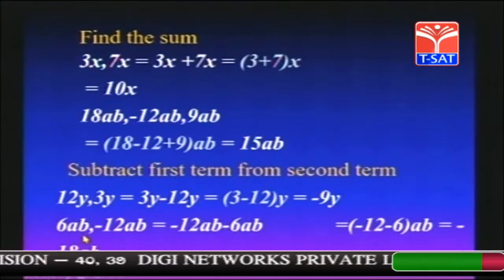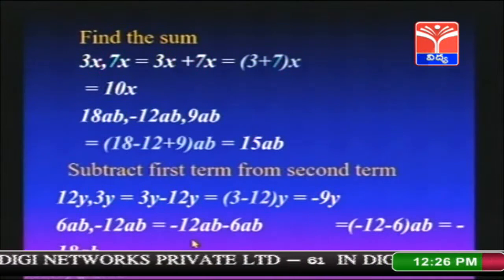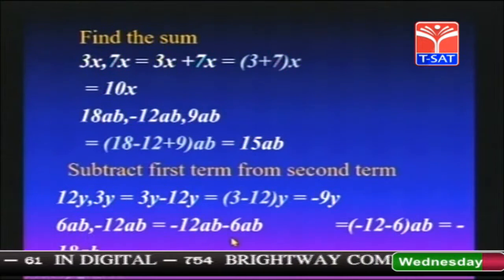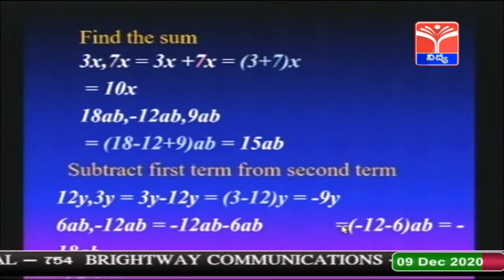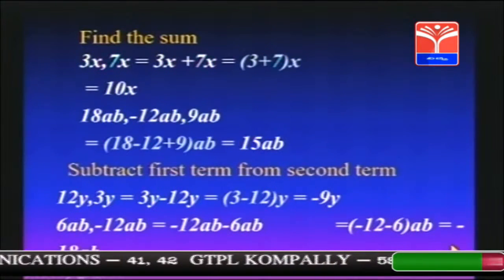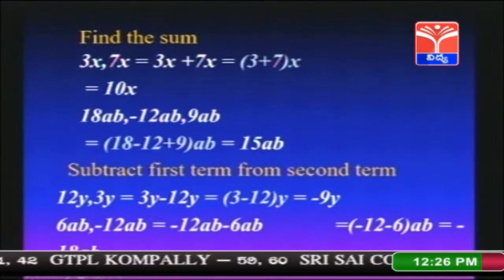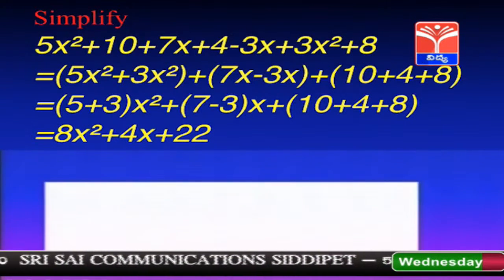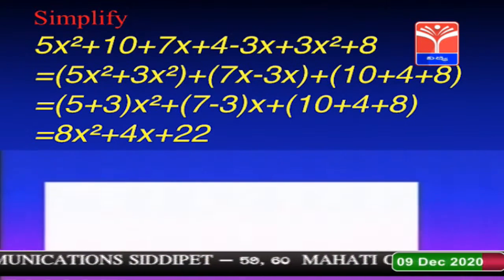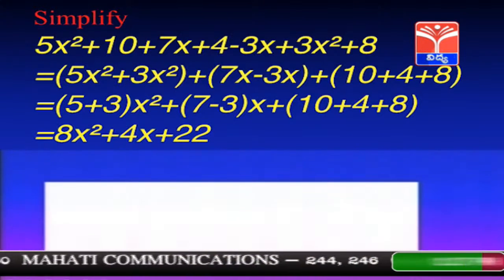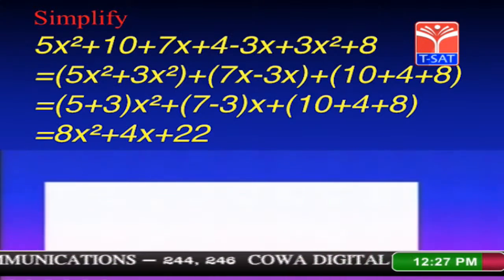Next one, 6ab minus 12ab. From minus 12ab you have to take away 6ab, that is minus 6ab, and here you can see minus 12 minus 6 times ab, which is equal to minus 18ab. Now simplify. One more example, children, let us consider 5x square plus 10 plus 7x plus 4 minus 3x plus 3x square plus 8.